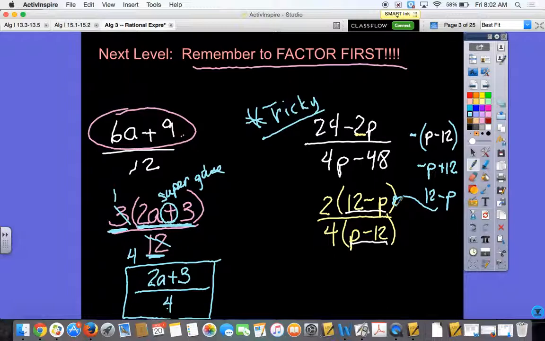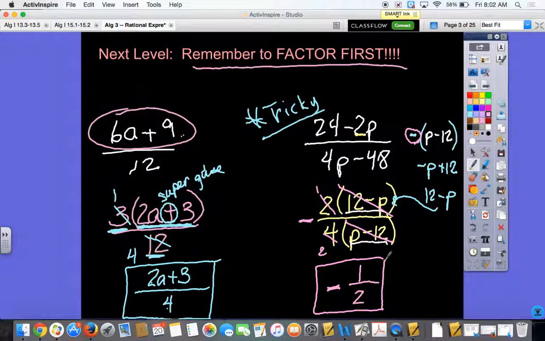So the only thing that's different between the top one and the bottom one is a negative. So you can reduce. You just have to pick up a negative when you do it. So I can do this as long as I put a negative out there. And then I can reduce my 2 and my 4. So clean it up. I've got my negative. There's nothing left in the top, so I've got to put a 1. And the only thing in the bottom is a 2.